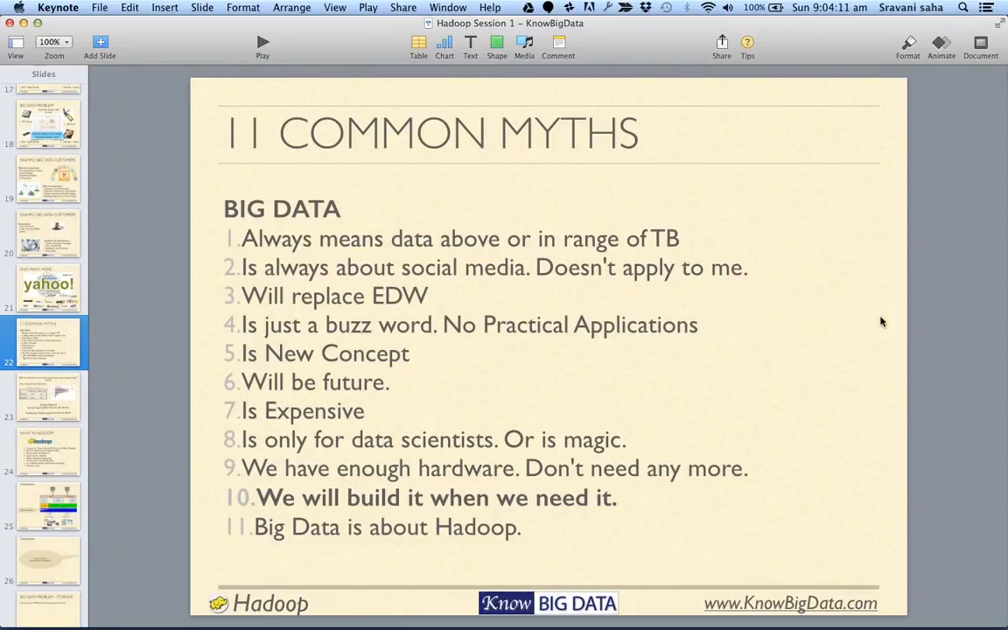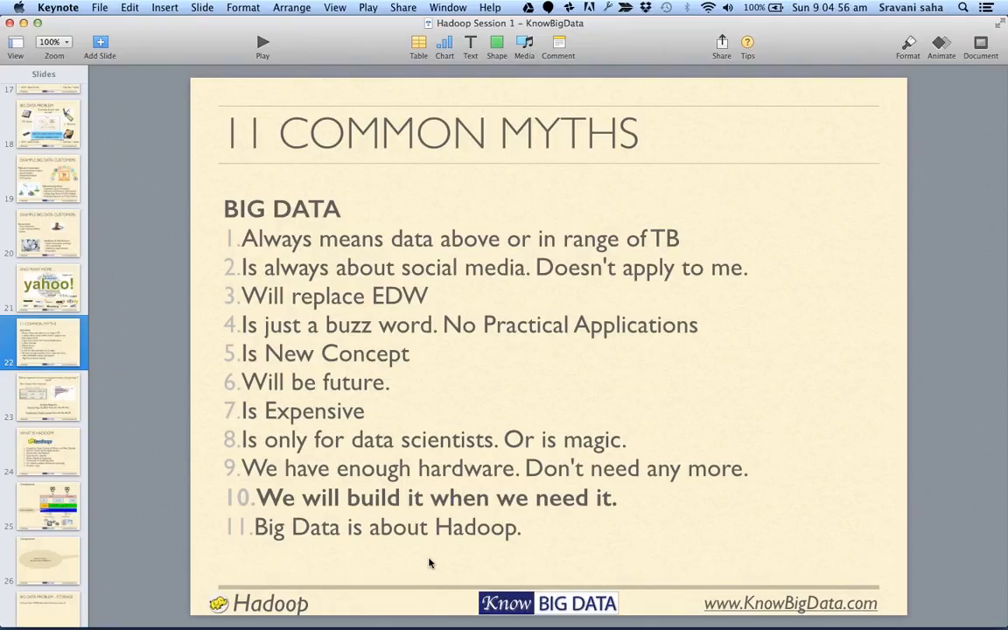The tenth point is the most fatal of them. We will build it when we need it. This is most fatal. Why? Because you cannot build it when you need it, it's the other way around. Say tomorrow you plan to move to big data and then you realize, oh, we don't have big data at all. Imagine you want to give an experience to the user based on his past interactions with your website, and you want to give the best experience, or you want to understand what went wrong with your users.